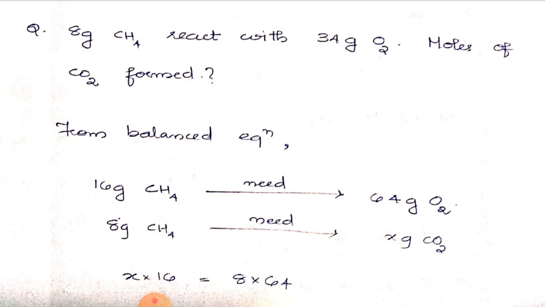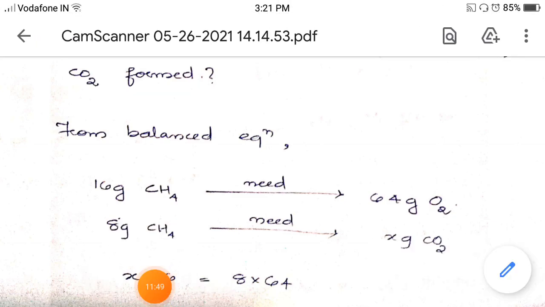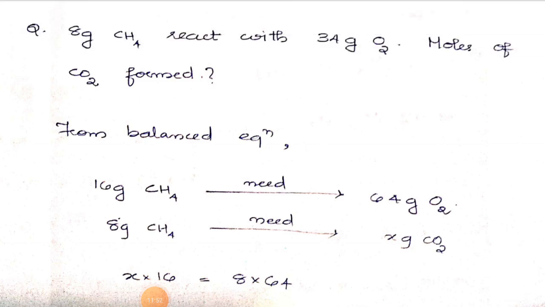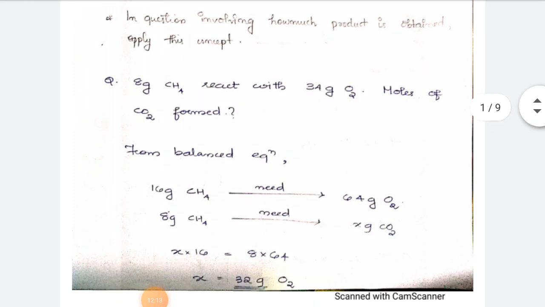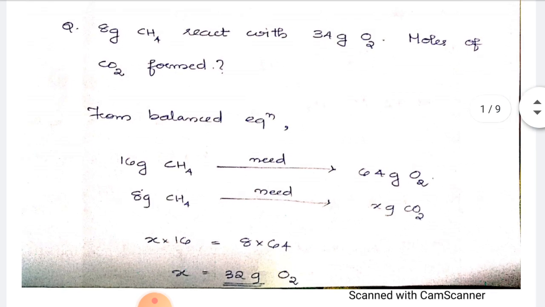How will you find this out? It is from the stoichiometric calculation. First of all, you have to find out which is the limiting reagent here. How will you find out the limiting reagent? Here 16 gram CH4 needs 64 gram oxygen. How will you get this? From the balanced chemical equation. We have to find the limiting reagent here.